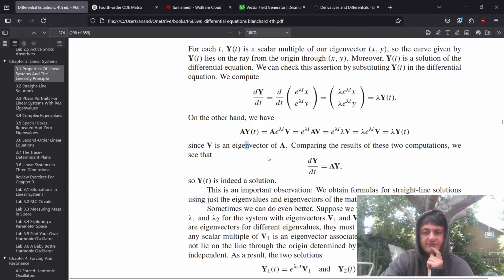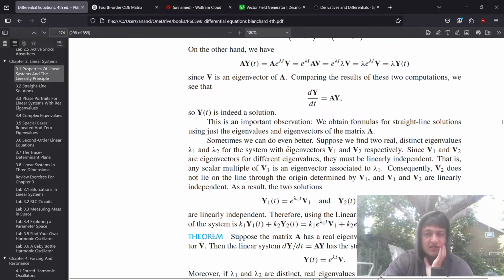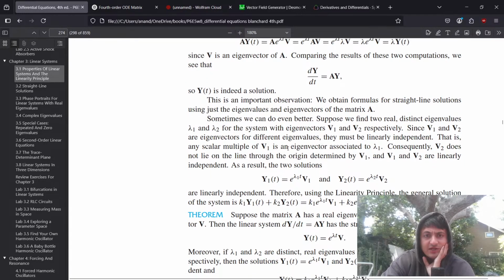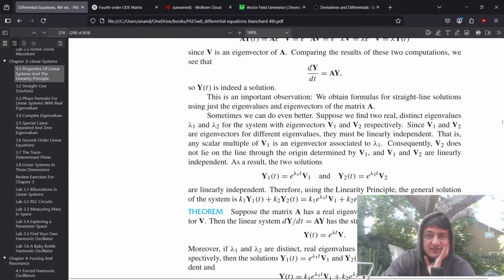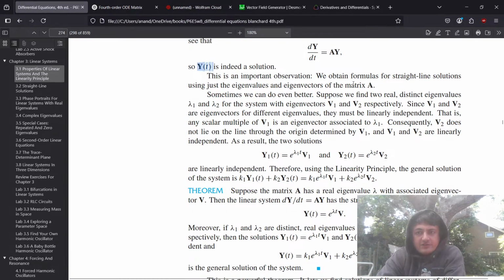Since v is an eigenvector of A, but you need the fact that Av is equal to lambda v. Otherwise, this doesn't work. All right, comparing the results of these two computations, we see that dy dt is equal to Ay. So indeed, y of t is a solution. This is an important observation. We've obtained formulas for straight line solutions using just the eigenvalues and eigenvectors. Sometimes we can do even better.